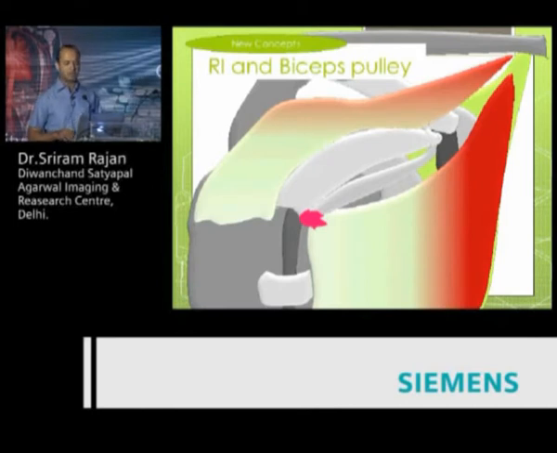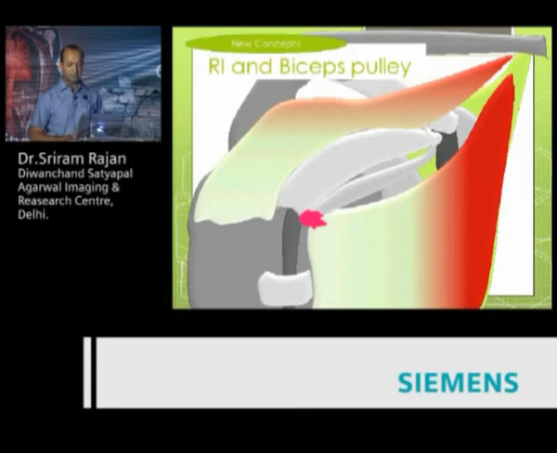Another concept which I mentioned is the rotator interval and the biceps pulley. This is a diagrammatic drawing which shows the supraspinatus, the subscapularis, the transverse humeral ligament, and that's the biceps pulley. If you can see this better, that is the coracohumeral ligament, that's the superior glenohumeral ligament, and this is the biceps tendon. That white structure is actually the representation of the rotator cable.